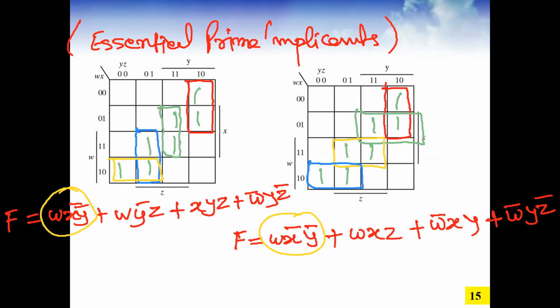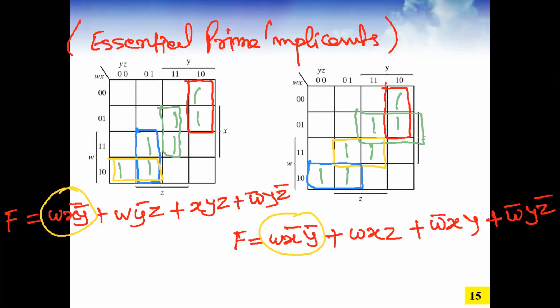Check the second product term. Is this the same or changed? Changed. It is not an essential prime implicant. It is a prime implicant, but not essential. Check the third term. It's different. So it is a prime implicant, but not an essential prime implicant. Check the last one. Same. It's the same.